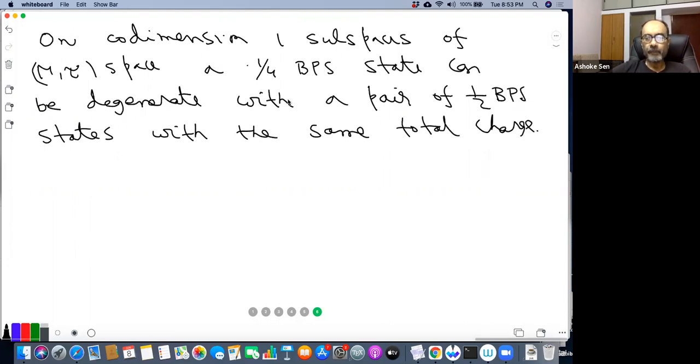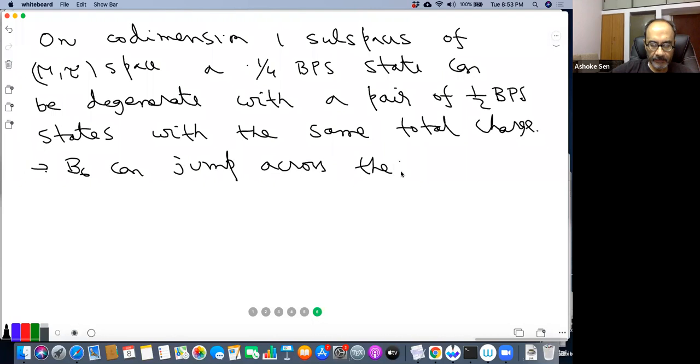Okay. So at this point, the index becomes somewhat ill-defined because these quarter BPS states are marginally stable. They can simply break apart into a pair of half BPS states. And one can show that the B6 actually can jump across these walls because the index is ill-defined on the wall. But the jump can be calculated, and maybe we'll discuss this again in the next lecture.